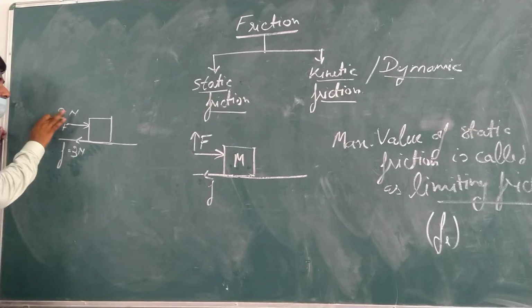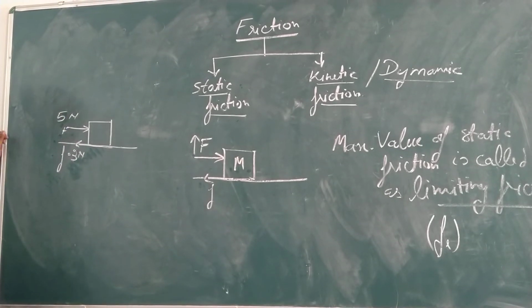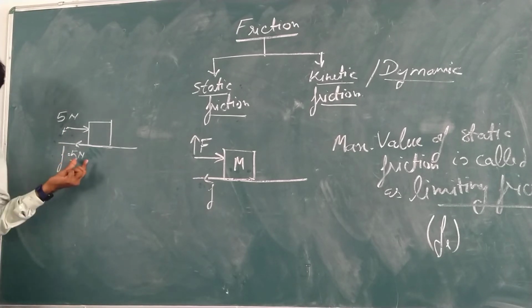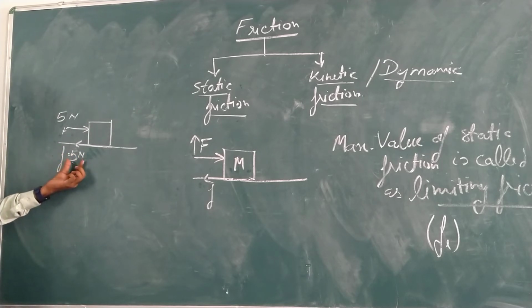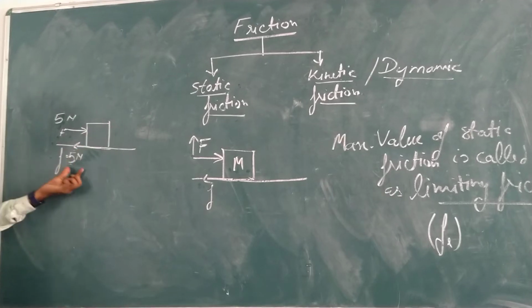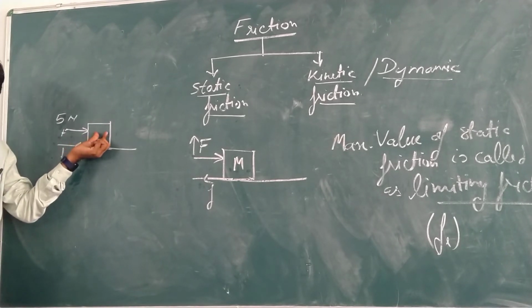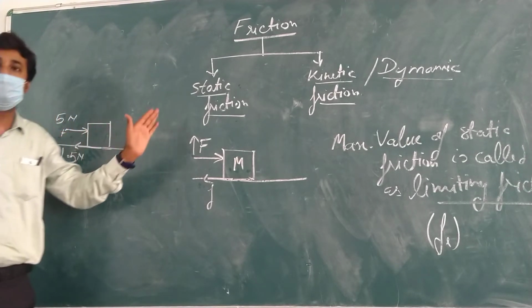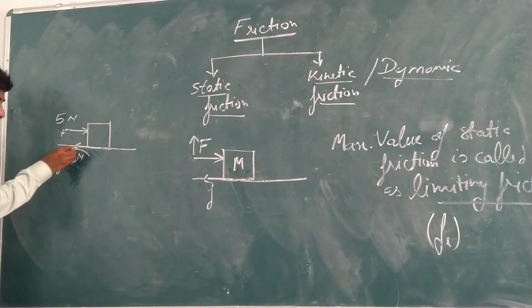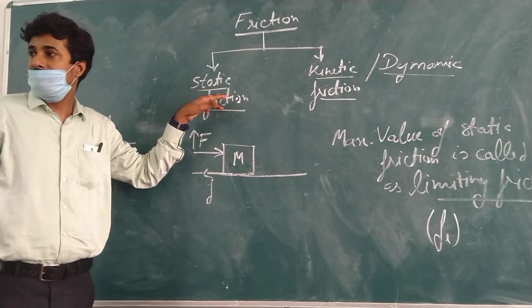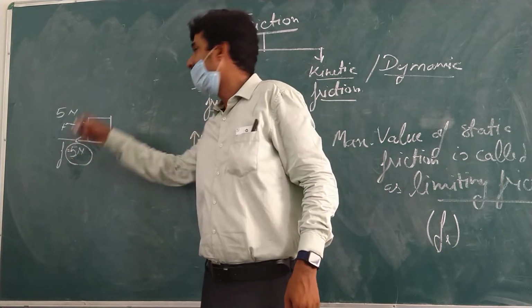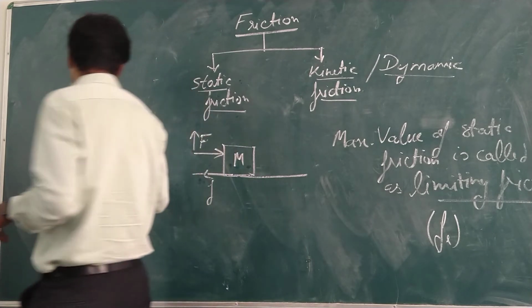When the applied force is increased from 3 to 5, then the frictional force is also 5 Newton. Suppose this frictional force is the limit. This is the maximum frictional force which can be applied on this body. After this, if more force is applied from the external source, then the body will be in motion. So this 5 Newton is the maximum value of static friction. Yes or no? The maximum value of static friction is called limiting friction. So in this case, limiting friction is equal to 5 Newton.